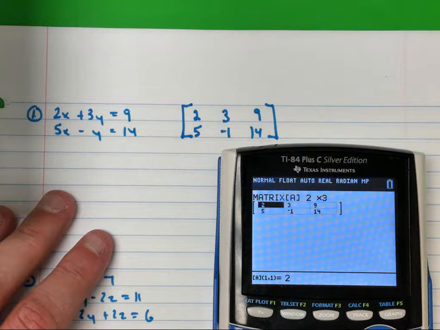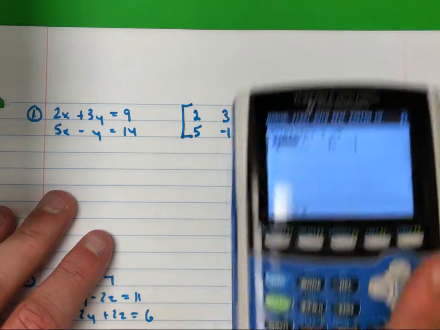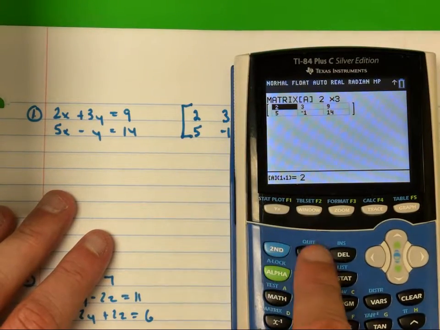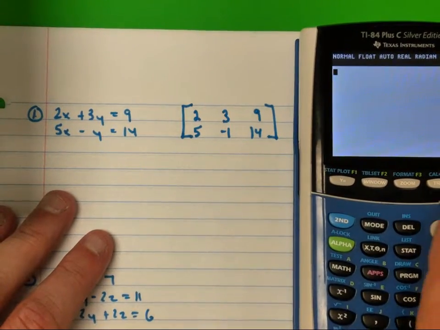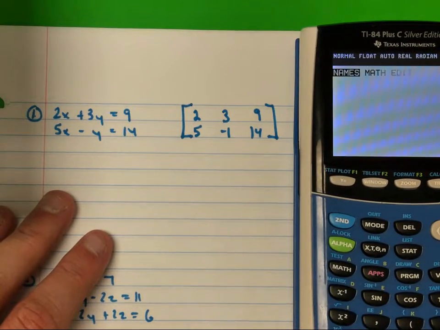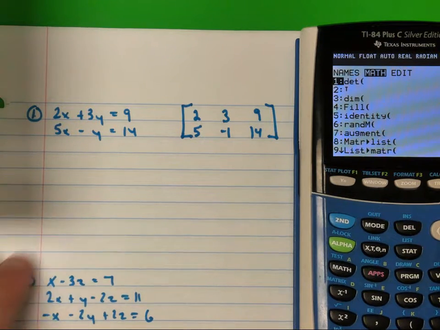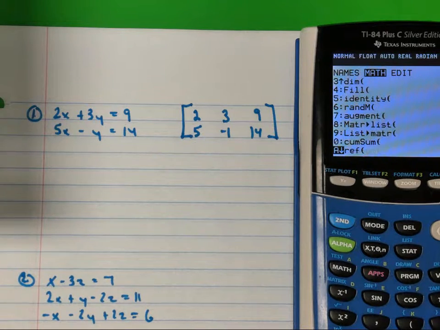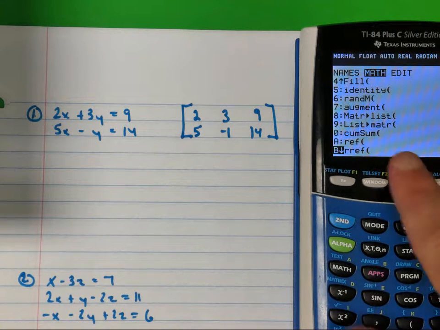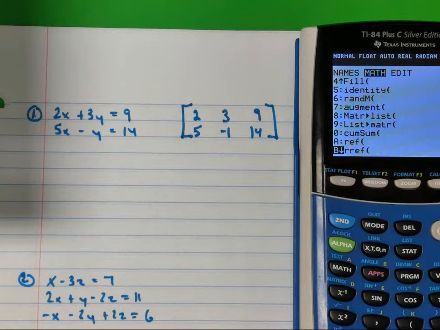Okay, once you're done with those, you're going to hit second, quit. Now, you're going to go back to second, matrix, and you're going to scroll over to math. Okay, and you're going to scroll down your calculator till you come to something that says RREF. That stands for row echelon form, and that's what we're going to use. You don't have to know that, but that's the button you use, RREF.